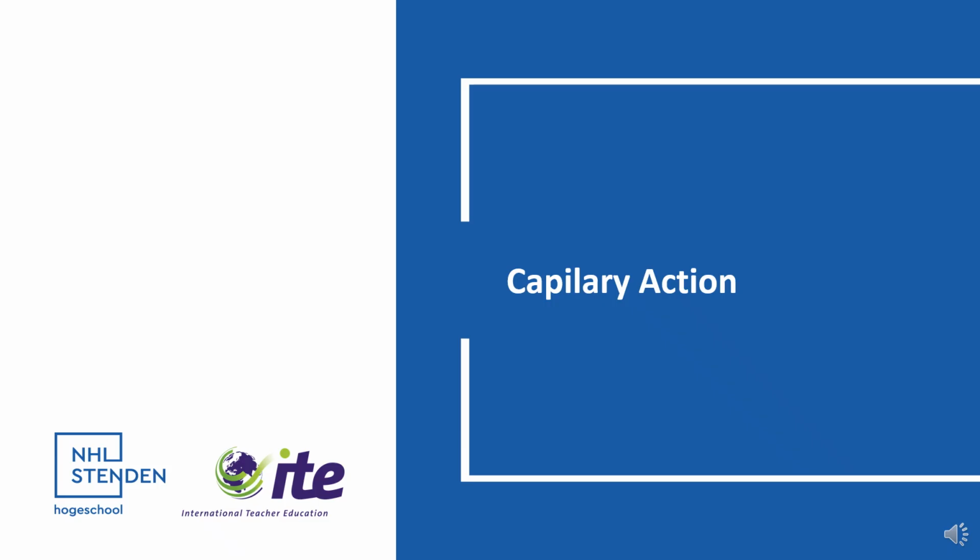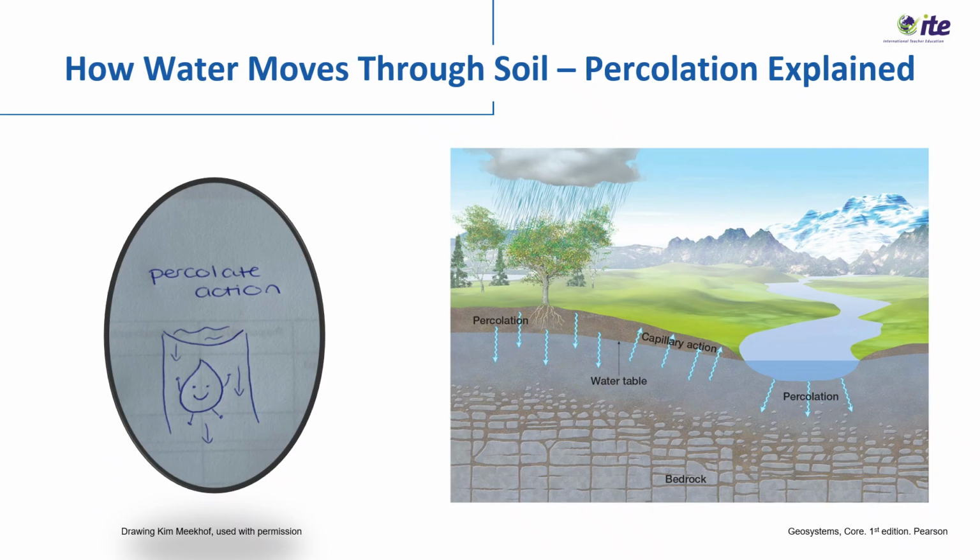Let's dive in. When rain falls, snow melts, or water enters the soil through other processes, it begins a journey through the ground. Not all water stays on the surface. Much of it moves downward, seeping through the soil layers. This movement of water through soil is called percolation. Percolation occurs when water infiltrates the soil and slowly filters down through the spaces between soil particles.